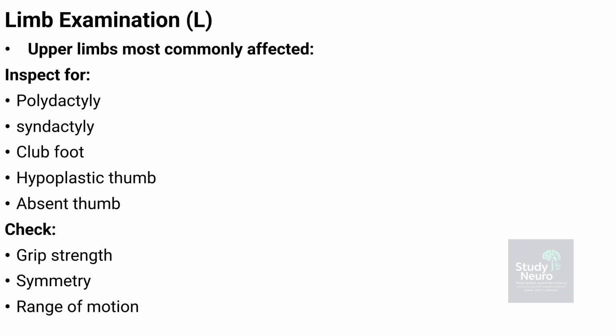Carefully assess symmetry of limb size and movement, as asymmetry may indicate underlying neurological or musculoskeletal pathology. Finally, examine the range of motion at all major joints, noting any restriction, contractures, or abnormal positioning. A systematic limb examination not only identifies structural anomalies, but also provides insight into neurological function and associated syndromic diagnoses, contributing to a comprehensive evaluation of the child.